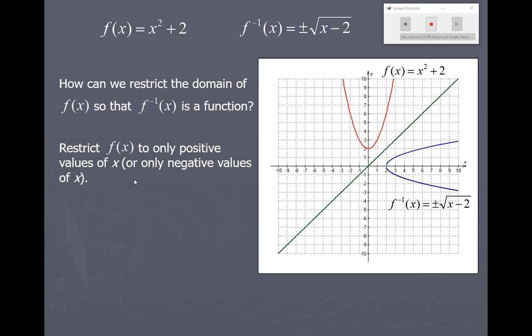PowerPoint says restrict f of x to only positive values of x or only negative values of x. It is a choice. Most times we'll go with positive. Why would you use the negative unless you were forced to? So if you want to make this so that the inverse was a function, only use the right-hand branch. And I'll come back. You can tell me in a second to come back. I just want to show you what I mean in the last slide here.